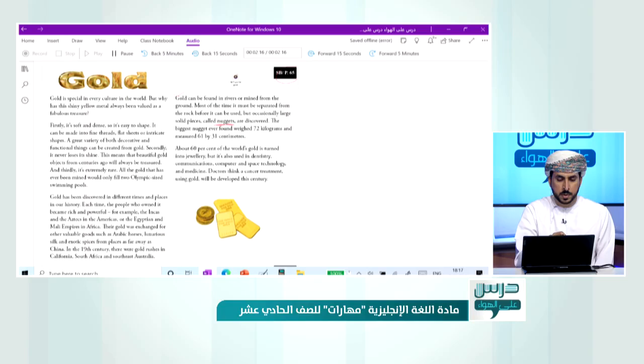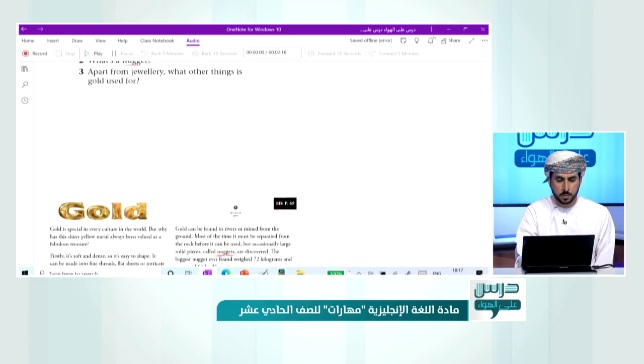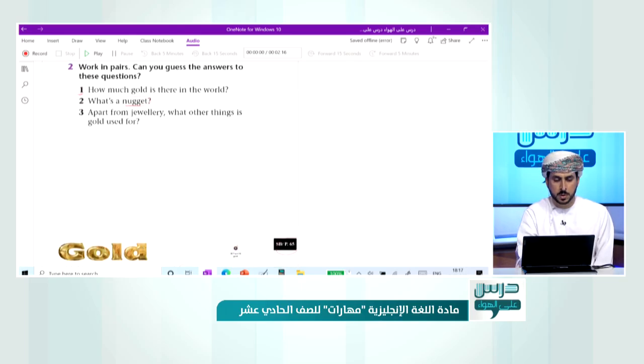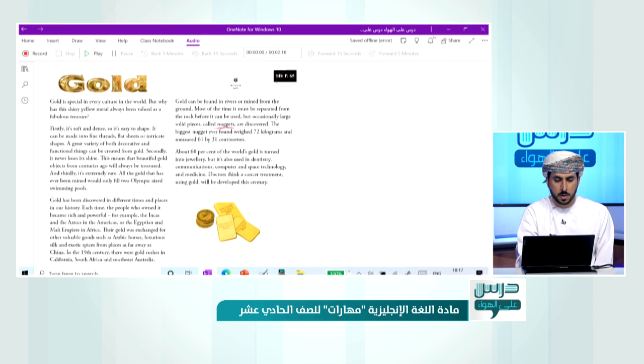Okay, after reading and listening to the text, let's go back to our questions. How much gold is there in the world? If you look carefully at the second paragraph, and you notice the last sentence, all the gold that has ever been mined would only fill 2 Olympic-sized swimming pools. So this is the amount of gold found in the world. It would only fill 2 Olympic-sized swimming pools.